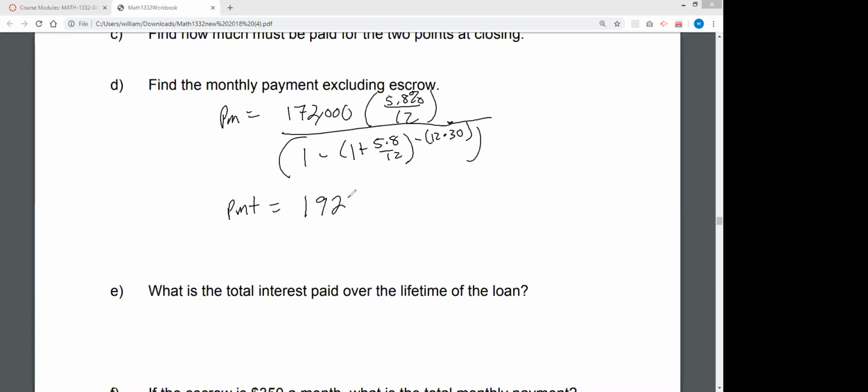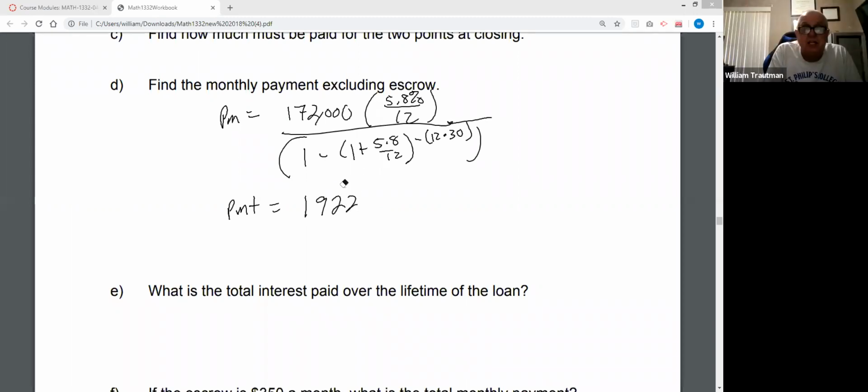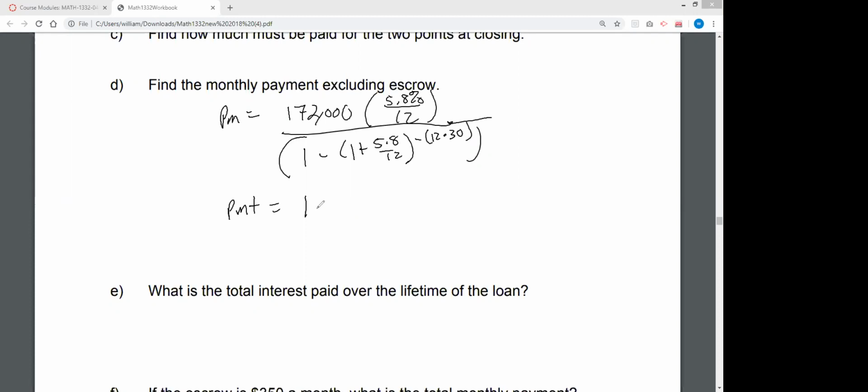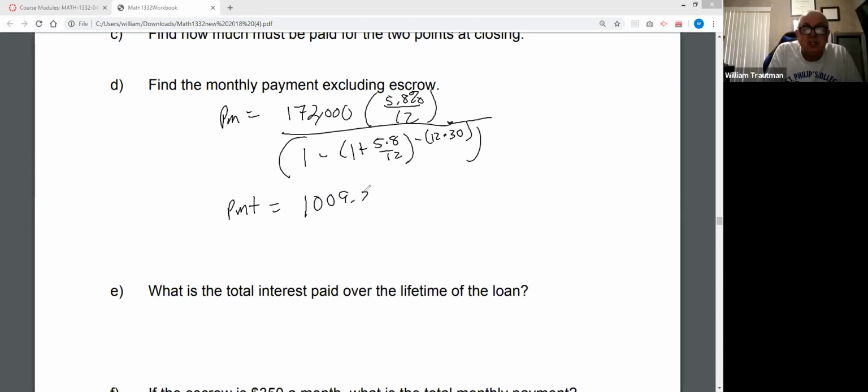And our payment, give me the answer again. $1,009.22. So if you buy a house and you get a loan for 172, you're paying about $1,000 a month using 5% interest. The interest rates are a lot lower than that right now. I think you can get them like in the threes right now, 3% interest.